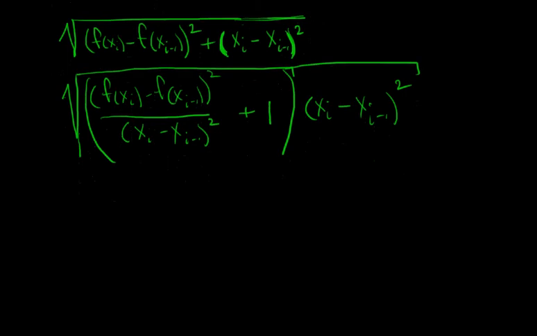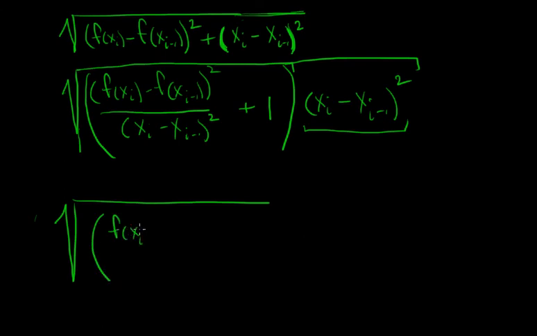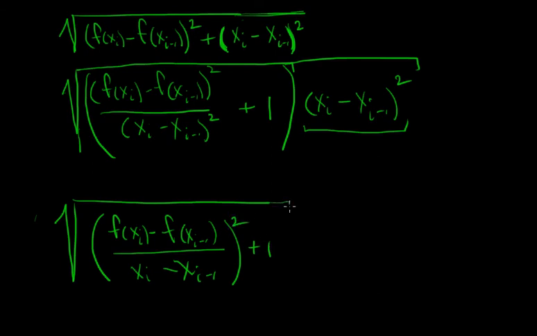And now the square root of a times b is the square root of a times the square root of b. So I can take the square root of this, it's a perfect square. And x sub i minus x sub i minus 1 we know is positive because x sub i is to the right of x sub i minus 1. So the square root of that is very easy to take. We don't need absolute value signs, and I think I'll make the inside look slightly different. The square root of f of x sub i minus f of x sub i minus 1 over x sub i minus x sub i minus 1, that was squared, plus 1. And now out here I can just take the square root, and I have x sub i minus x sub i minus 1.